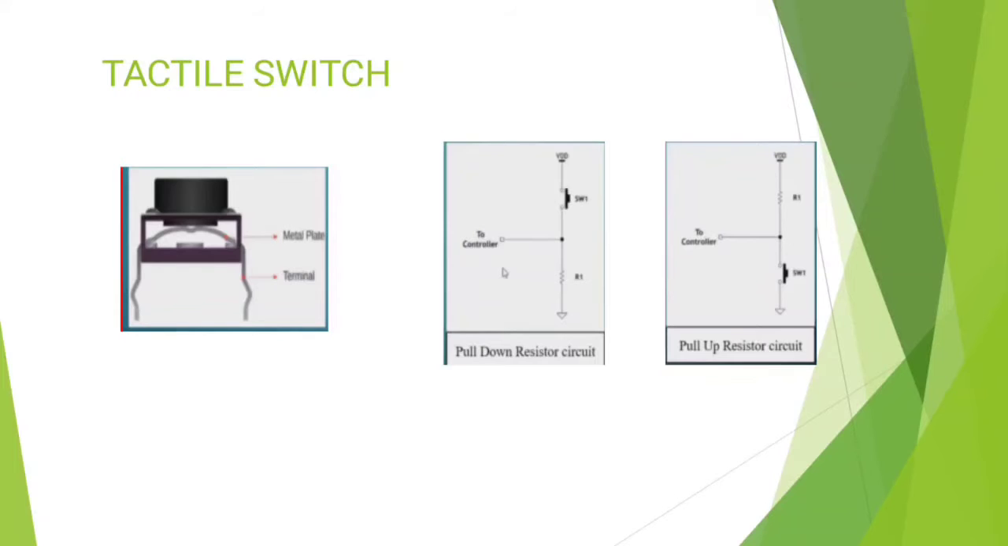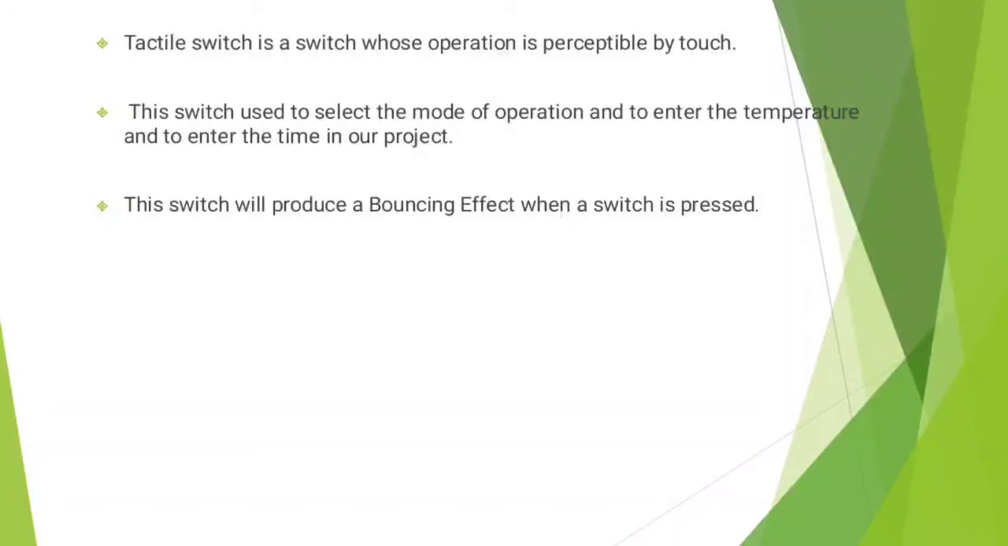If the switch is closed, the controller will be connected to VDD. Whereas in a pull up resistor circuit, when the switch is open, the controller is connected to VDD and it reads 1. If the switch is closed, the controller is connected to the switch. So a tactile switch is a switch whose operation is perceptible by touch.